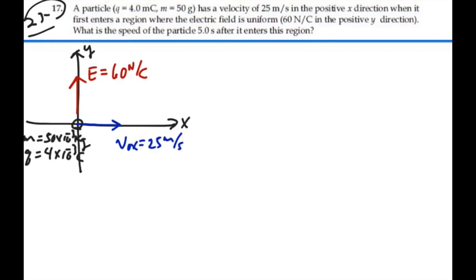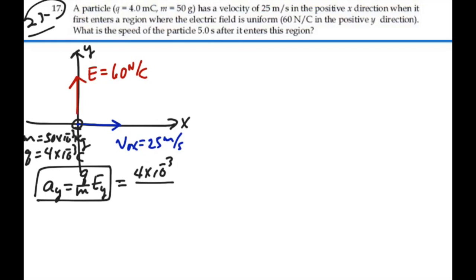So we will have an acceleration in the y direction. Let's figure out what that is. That's going to be the charge to mass ratio times the E field in that y direction. So that's equal to the charge, 4 millicoulombs, over the mass, 50 grams, times the E field, which is 60 newtons per coulomb. The 10 to the minus 3's cancel out. 60 divided by 50 is 1.2. Multiply that by 4, 4.8 meters per second squared.